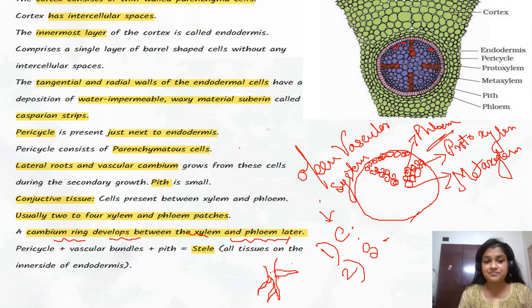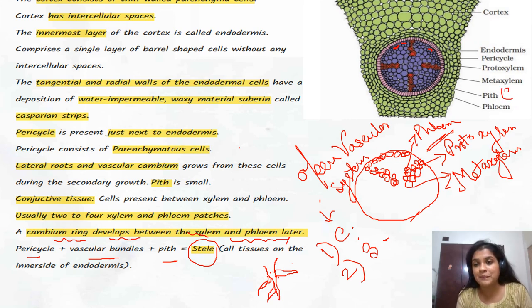Now there is a term: pericycle plus vascular bundles plus pith is known as stele. Another thing is that pith is small here in comparison to the monocotyledonous plant. So this is another point that we have to remember.